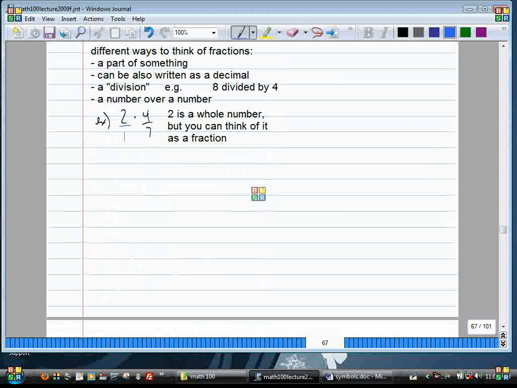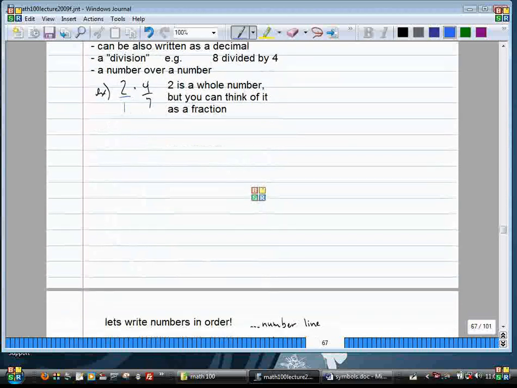Next, let's write numbers in order. All the numbers that we're used to anyway. The way that we typically represent numbers in order is using a number line. So how do you write a number line? Draw the line with little arrows, and then we just mark off all these different numbers.